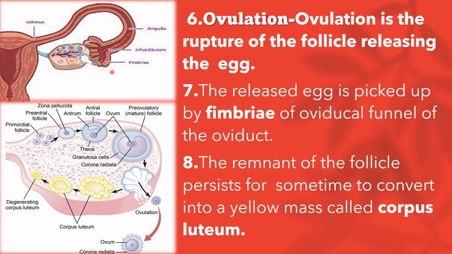Then what happens to the remnant of the follicle? This remnant of the follicle, the ruptured follicle, persists for some time inside the ovary and converts into a yellow mass called corpus luteum.